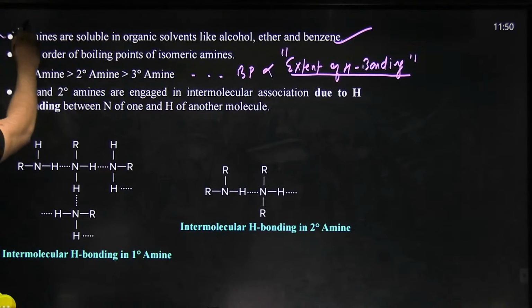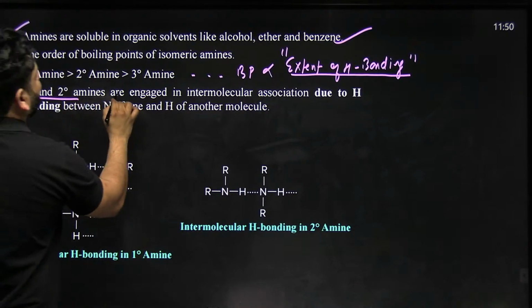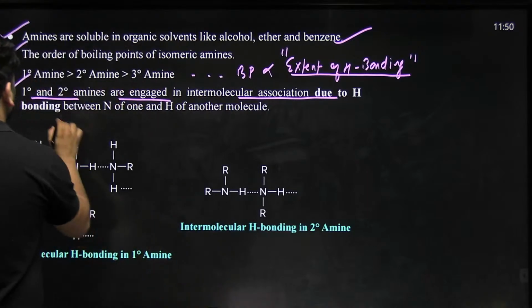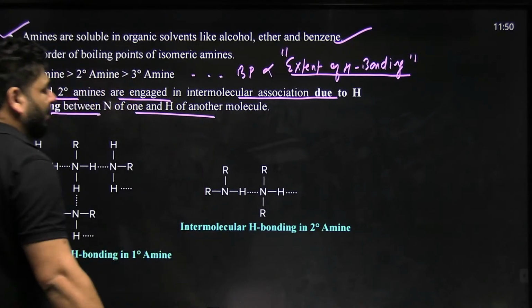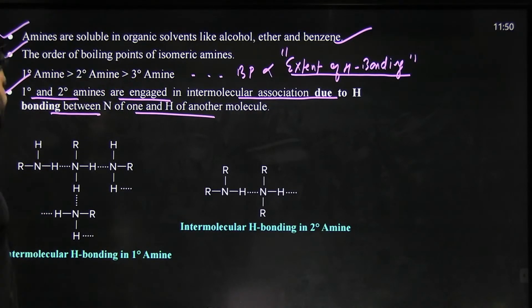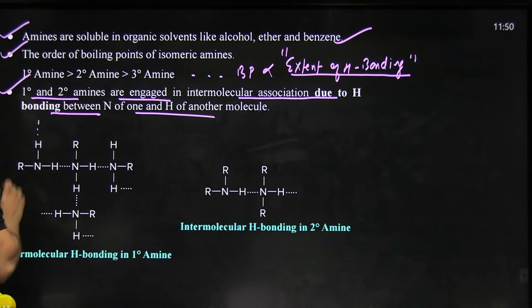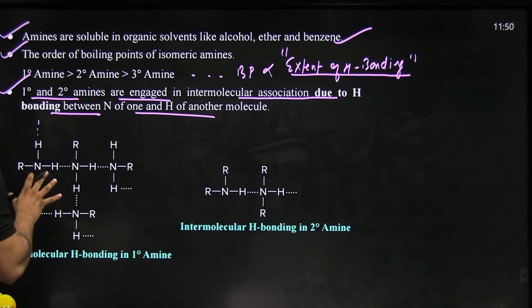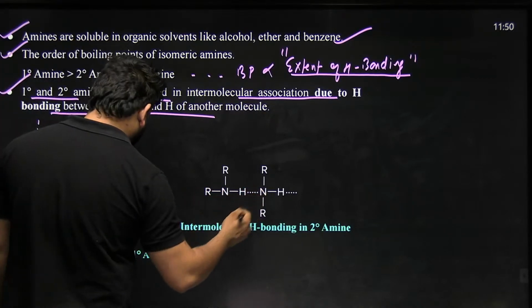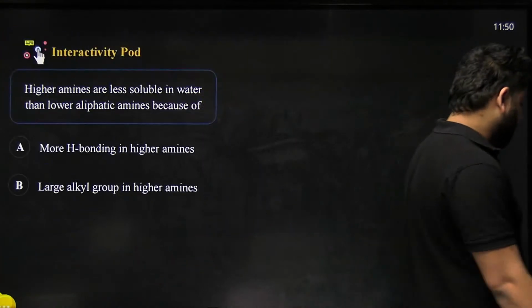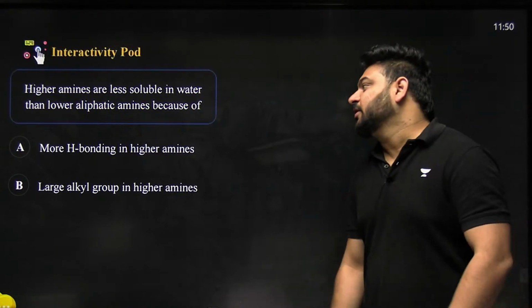Next is that primary and secondary amines are engaged in intermolecular association due to hydrogen bonding between nitrogen and one of the hydrogens. We have seen this here. So we have RNH2 here. H will be connected here also, here also. So you can see more number of H bondings taking place here. Only one bonding is there. There is no intermolecular H bonding in tertiary because there is no hydrogen as such to make the H bonding.